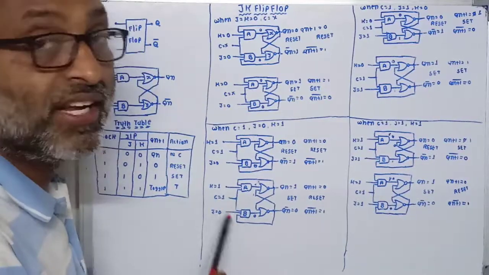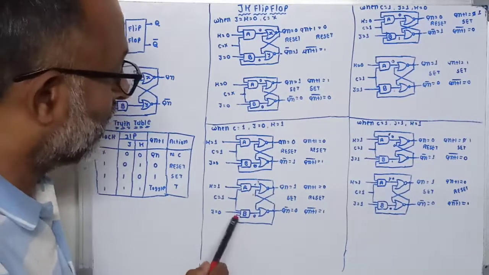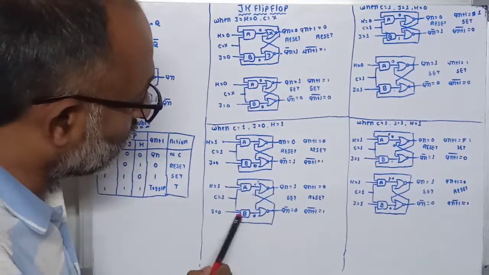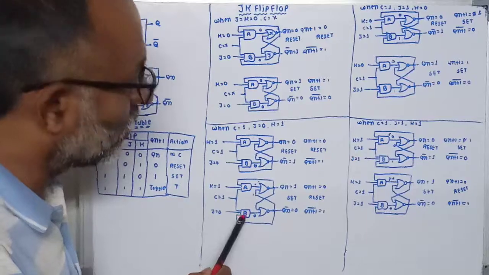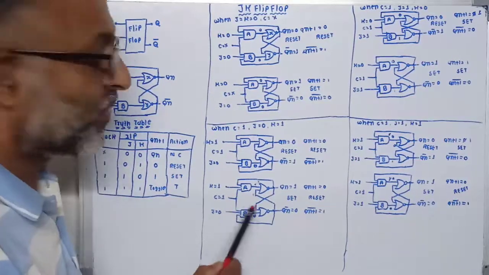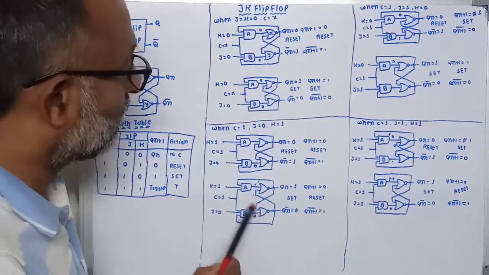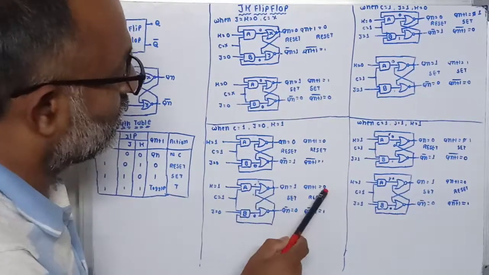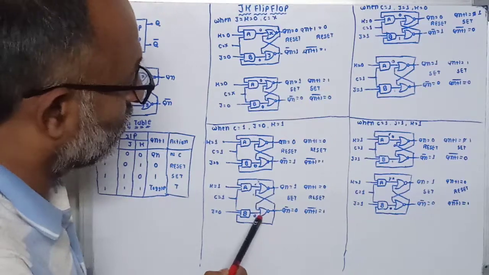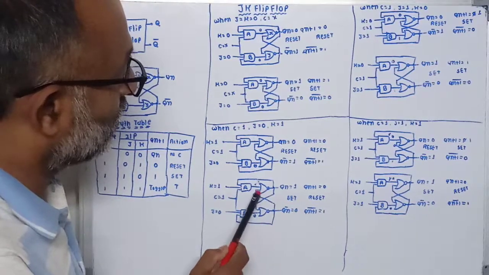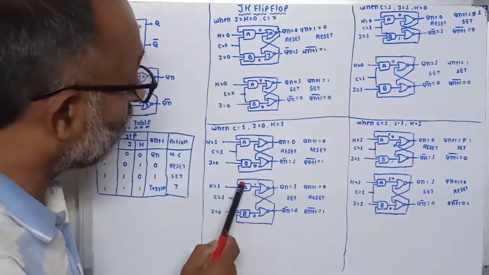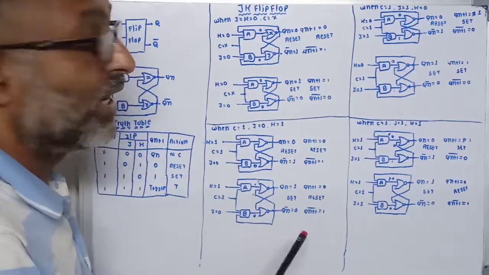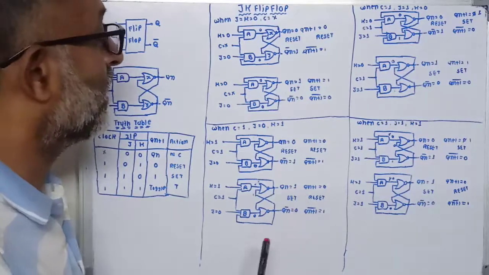But here the AND gate B has one 0 input, and the feedback output Qn is also 0. That means this gate is disabled and its output is 0. So here 0 plus 1 is 1, 0; 0 plus 0 is 1. Here again 1 is available, so here it is also 0. So 1 plus 0 is 1, 0. And our flip-flop goes into reset condition.